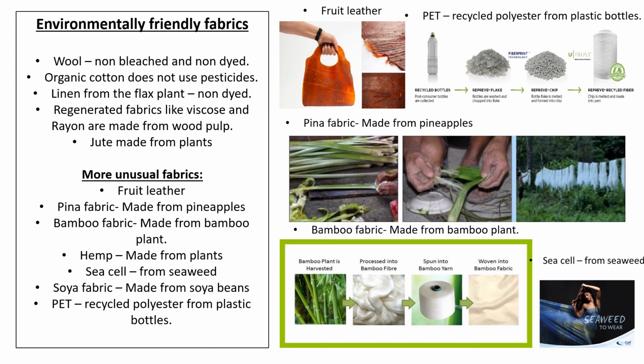However, as we are looking to a more sustainable future, there are more unusual fabrics that are coming out that can be used. Here are some examples: fruit leather, piña fabric made from pineapples, bamboo fabric from bamboo plants, hemp, SeaCell fabric made from seaweed, soya fabric made from soya beans, and the one we mentioned earlier, PET, recycled polyester from plastic bottles.